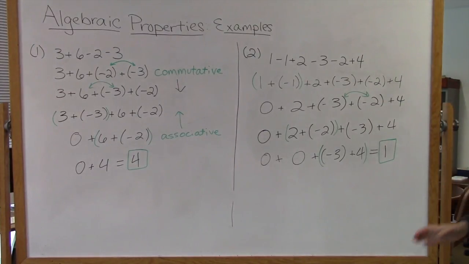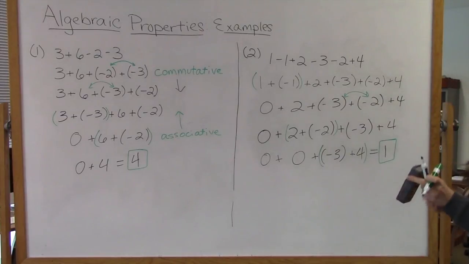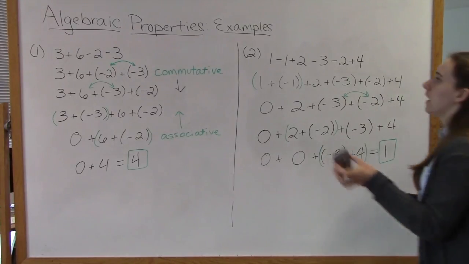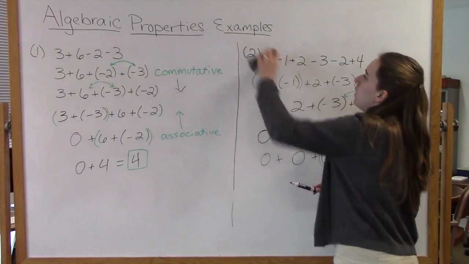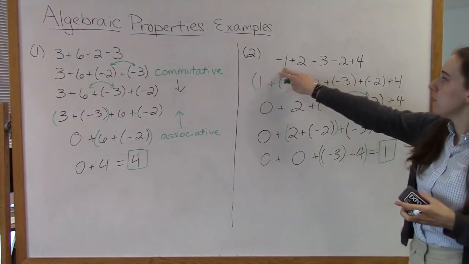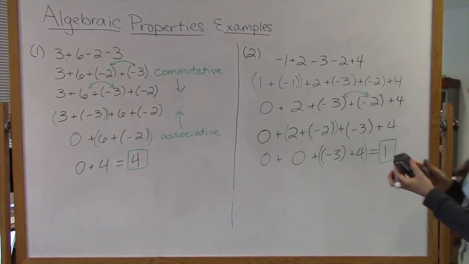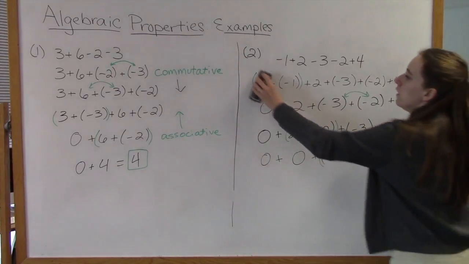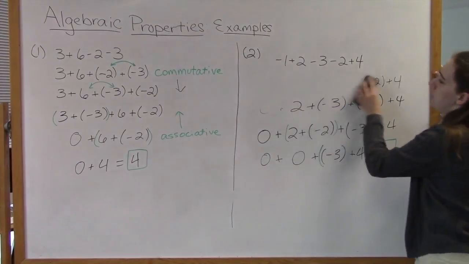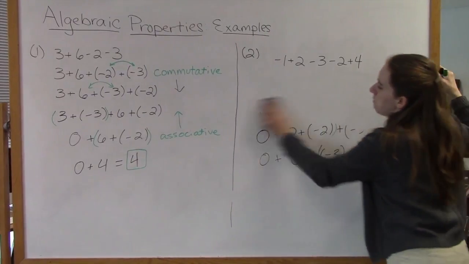But I want to change up this example for just a second. We're actually going to look at this slightly differently. So we have negative 1 plus 2 minus 3 minus 2 plus 4. I've just gotten rid of that very first 1. And I want to see how that changes our strategy.